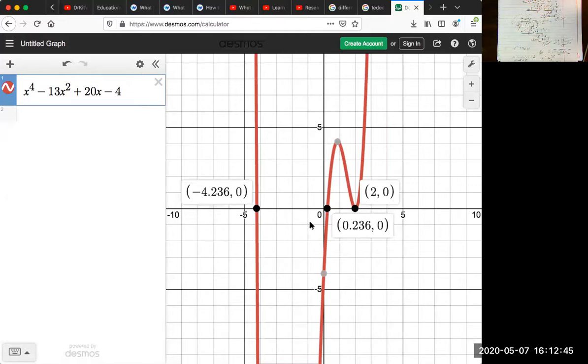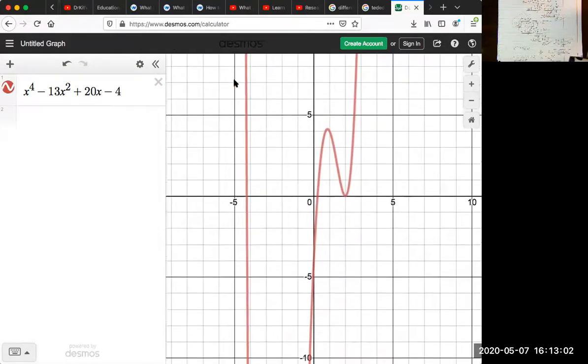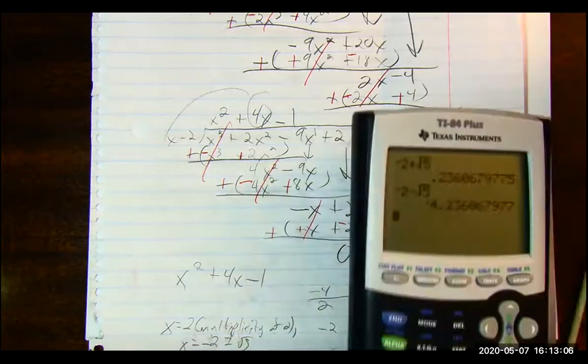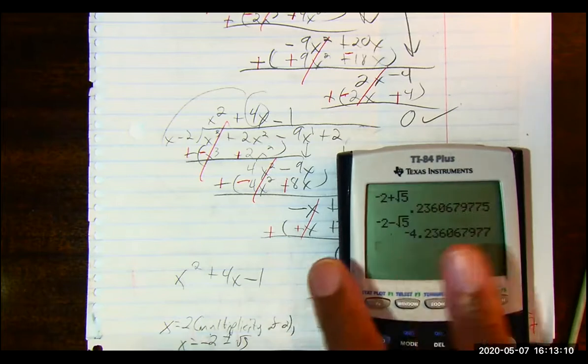And yes, I get positive 0.23606797775. And now let's do negative 2 minus square root 5. And yes, I get negative 4.236067977. It's quartic, so it starts here, it ends here. And here's what I got on my calculator. All that good stuff. Good job.